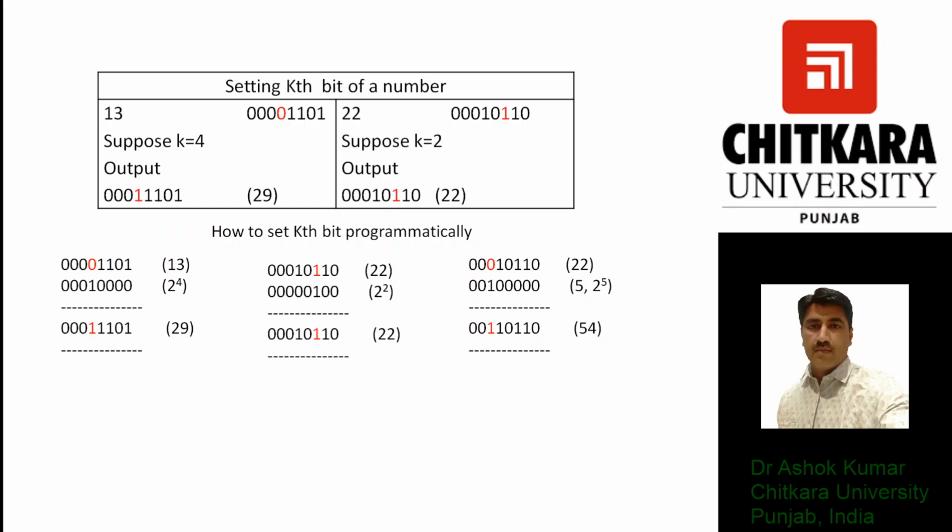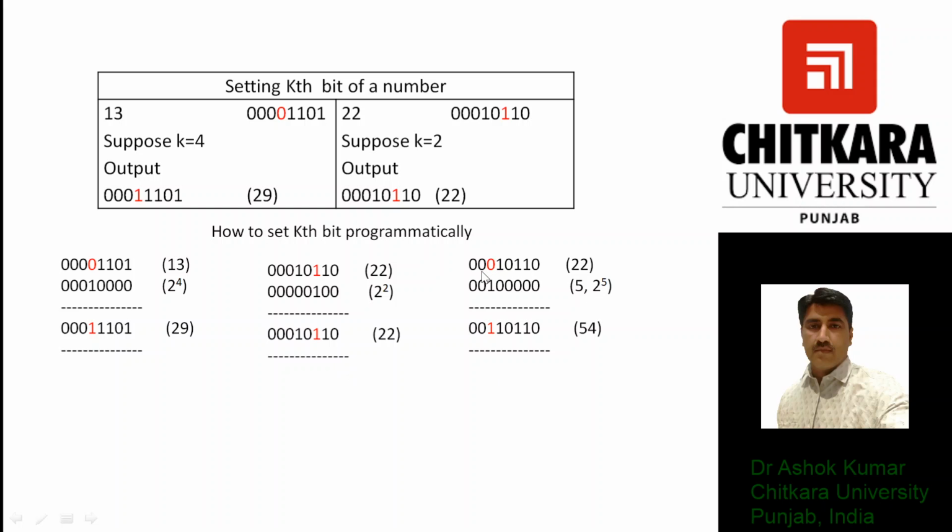Let's consider another example. If the number is 22 and we want to set the second bit of the number, in that case you will OR this number with 2 raised to power 2, that is 4. I have shown the binary representation of 4 on the slide as well. So if you OR 22 with 4, you will get this result, and as you can see the number will remain the same. So you will get 22 as output.